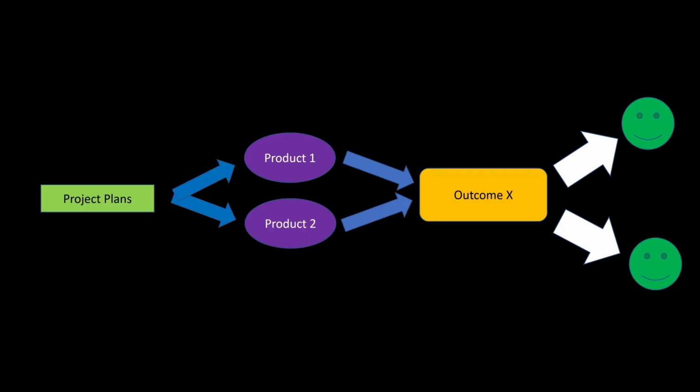But we can look at that in a slightly different way. On the left here, we start with our project plans, how we're planning to deliver our products, and each project could deliver one or dozens of products.